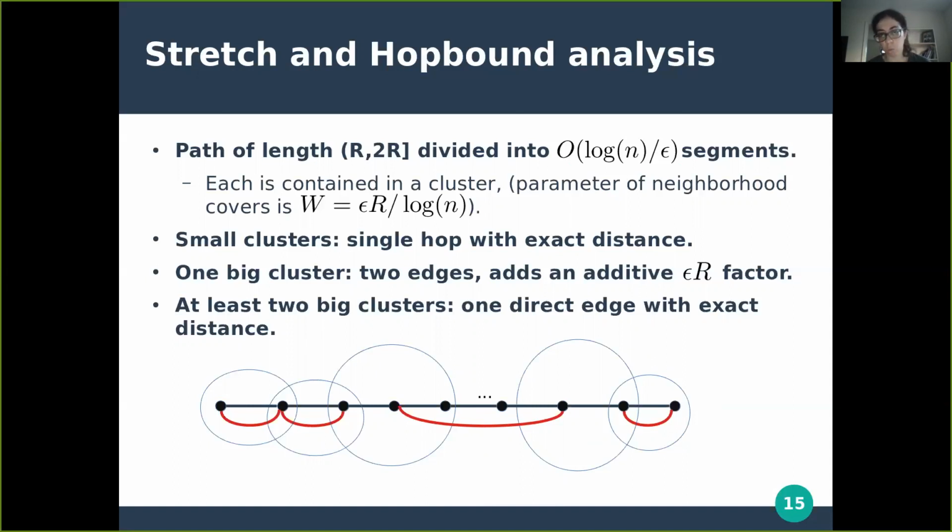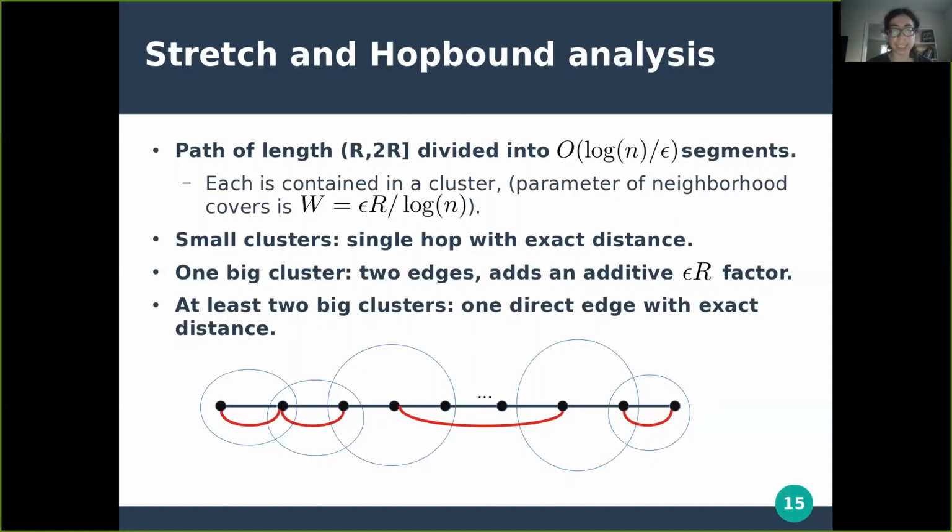Now, here's what happens with respect to the edges we've added. For each small cluster, we've added a clique, so there is one single edge that connects the two endpoints with the exact distance. Now, assume that there is one single big cluster on the whole path. In that case, this cluster will add an additive factor of epsilon R, which is the diameter of the cluster, and there will be two edges corresponding to this single big cluster, which are the edges that go from one endpoint to the center and from the center to the other endpoint.